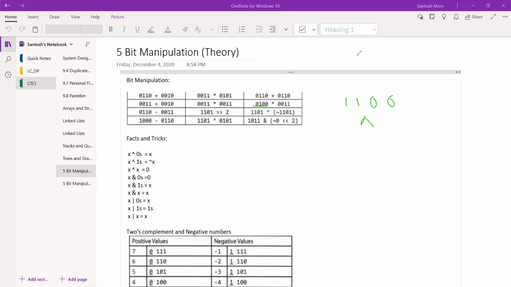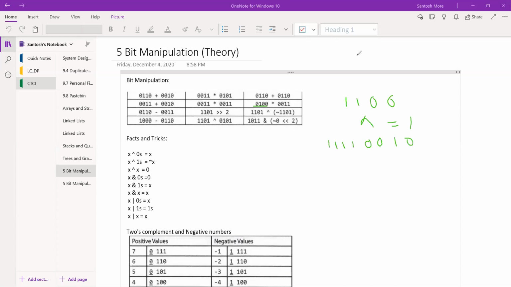XOR, what we have been discussing. Any value, if it is XORed with its own negated value, will always give all 1s. So if we negate 1, 1, 0, 0, all the previous bits will be 1, and this will be 0, 0, 1, 0, correct?